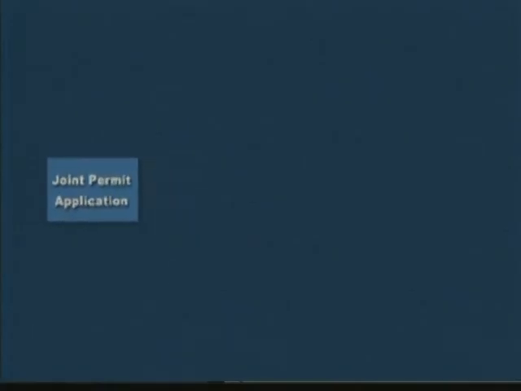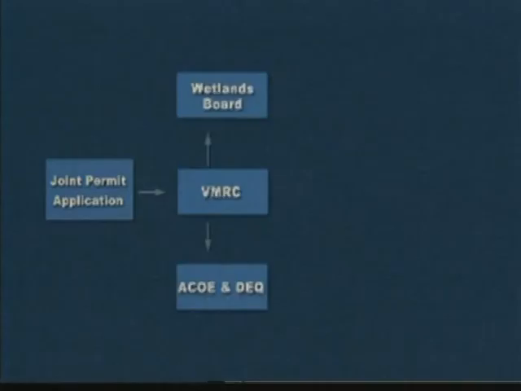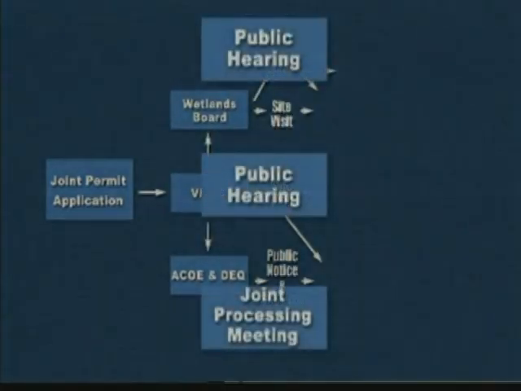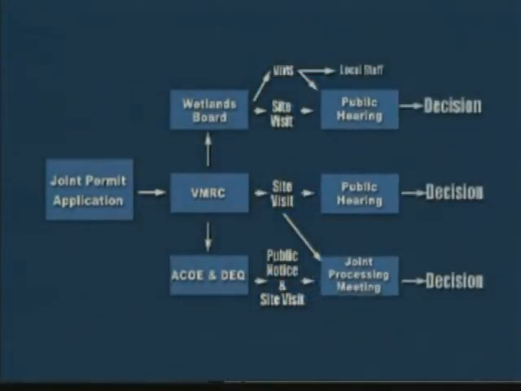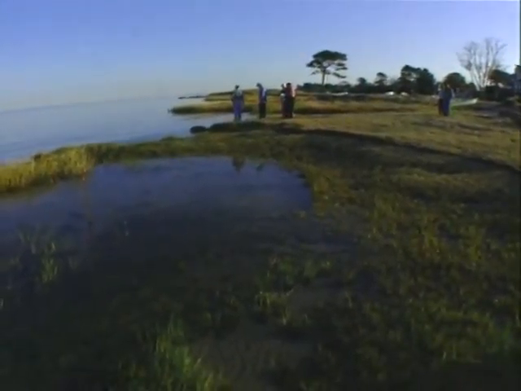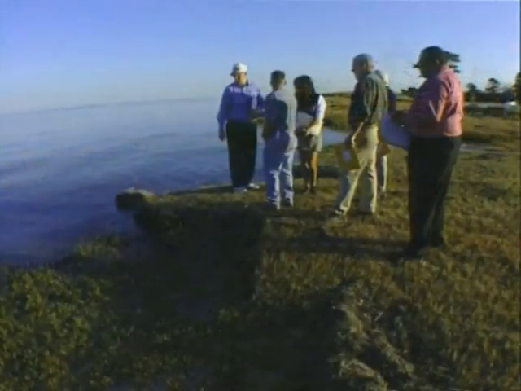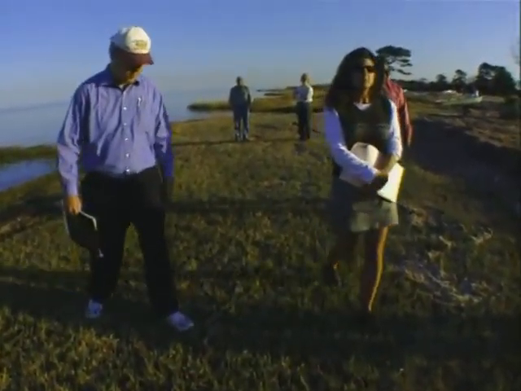The general process that joint permit applications go through includes the submission of the application to the Virginia Marine Resources Commission, distribution to various jurisdictional agencies, site visits, public notice and hearings, and final decisions by the local Wetlands Board, the U.S. Army Corps of Engineers, and the Virginia Marine Resources Commission. The applicant must comply with the most restrictive permit issued. It's important to remember that signing and submitting an application grants permission to all regulatory and advisory agencies to send representatives to the site for visits.